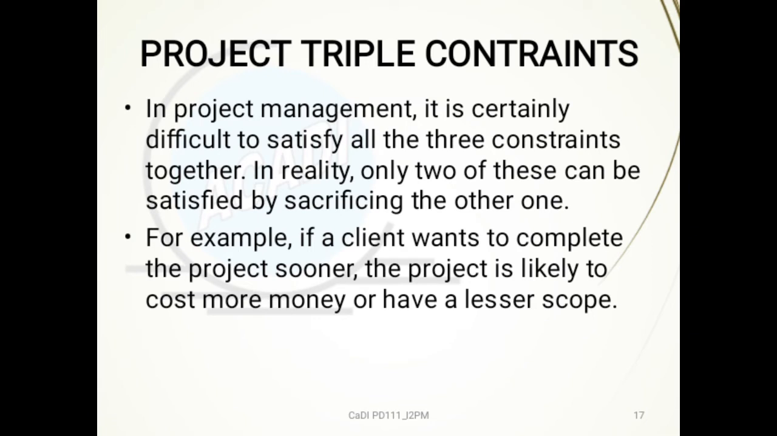In project management, it is certainly difficult to satisfy all the three constraints together. In reality, only two of these can be satisfied by sacrificing the other one. For example, if a client wants to complete the project sooner, the project is likely to cost more money or have lesser scope.